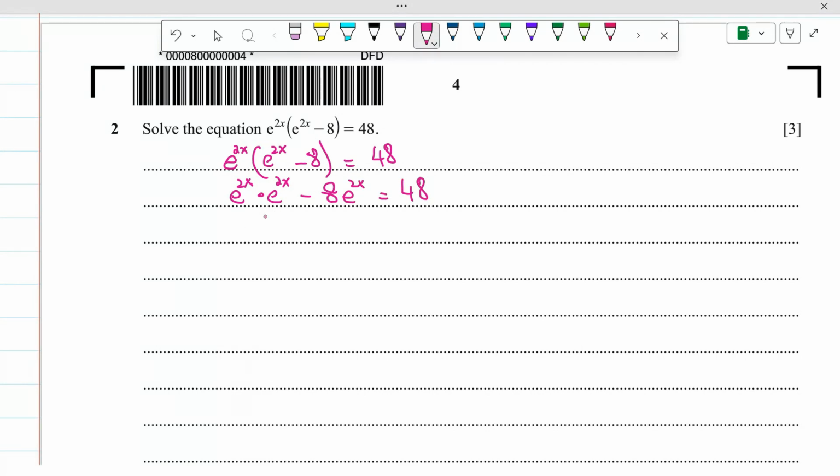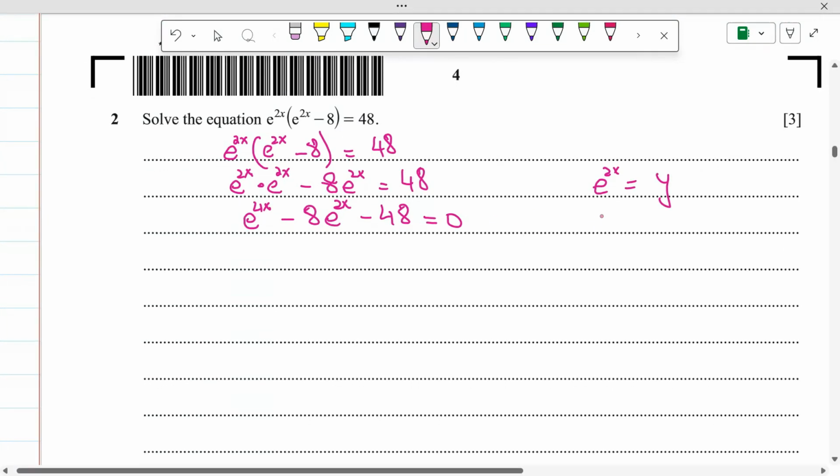We know that if the base is the same and there is a multiplication, the powers will add up. So it will be e^(4x) minus 8 e^(2x) minus 48 equal to 0. If we consider e^(2x) equal to y, it will be y squared minus 8y minus 48.